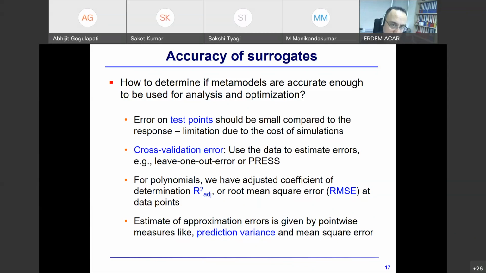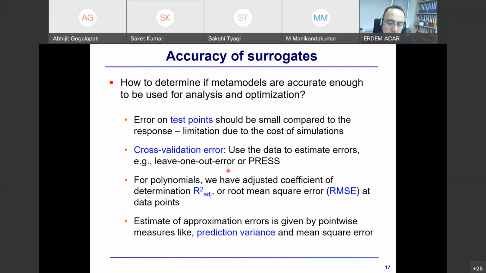from the training points. However, if our computations are expensive, such as taking 8 or 10 hours, then we may not have this luxury of generating test points. In that case, we can do cross-validation error. That is, using the data to estimate the errors, which is generally leave one out cross-validation error.